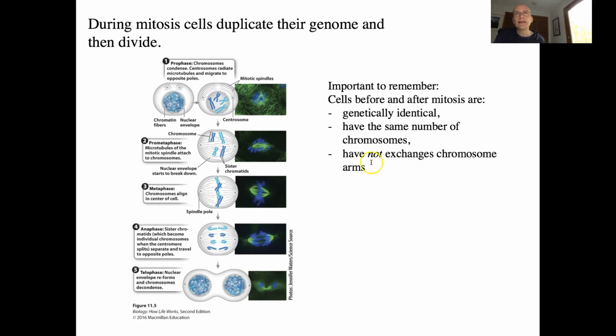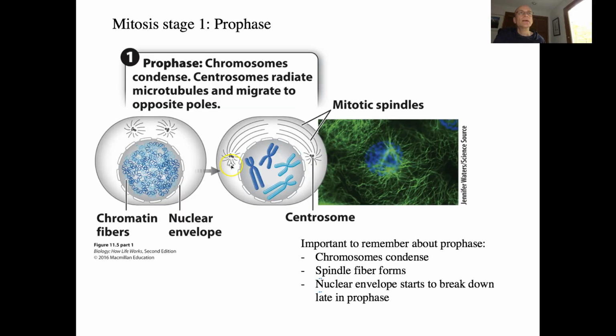Now, how does it do that, so that it has the same number of chromosomes as the parent cell that it had before? Let's go through the individual stages and look at how this happens. The first stage is called mitosis. In mitosis is called prophase 1. And your book says chromosomes condense, centrosomes radiate microtubules and migrate to opposite poles.